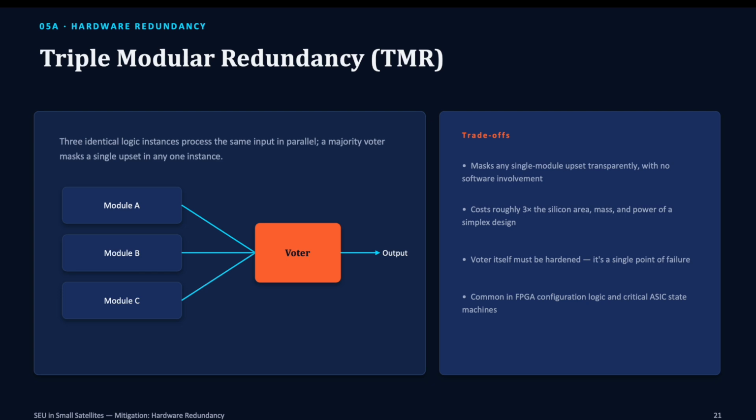So for the triple modular redundancy, it uses a voter system where 3 identical logic instances process the same input in parallel. So we have, for example, here module A, module B, and module C all process the same input, and then it goes into a majority voter that then masks a single upset in any one instance. So the voter itself is a single point of failure, and it's about 3 times the area and power cost, which is the main reason why it's used selectively and not everywhere.